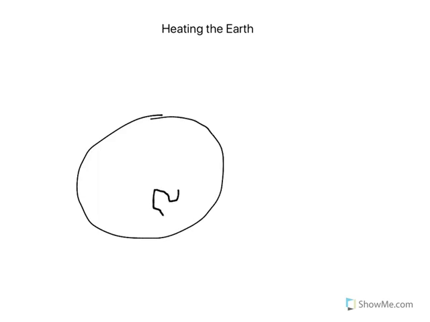Alright, this is lesson number 8. We're moving from the theoretical stuff into how we can actually use this, and in particular how it relates to us heating the Earth. So we've got the Earth, and there's us, and we've got the sun up here.